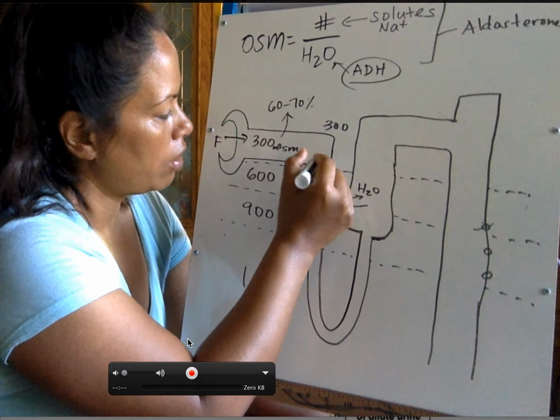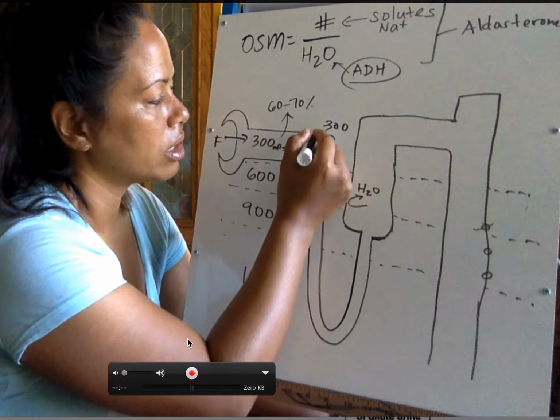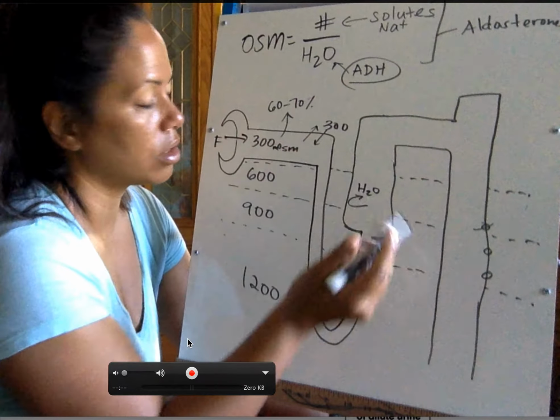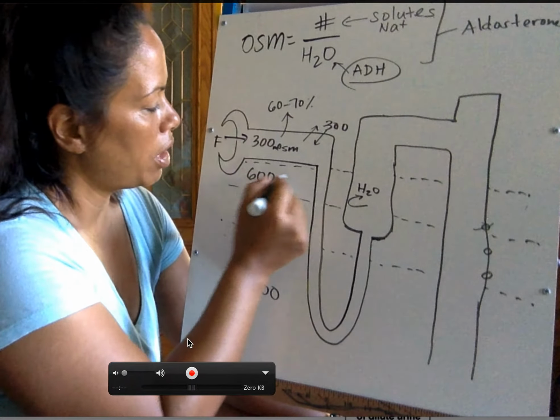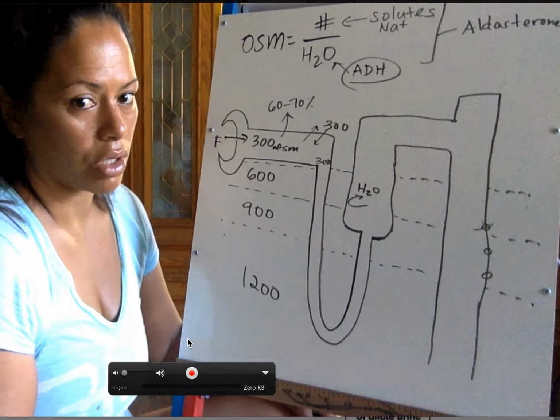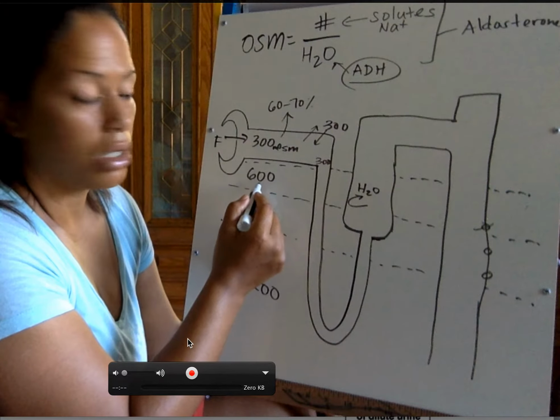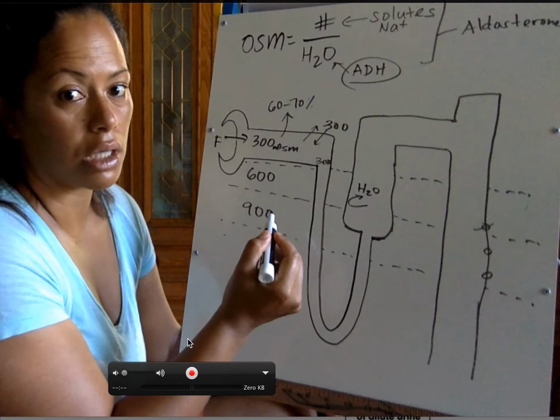If I have something that's 300 and 300, is there any movement of water? No, it's the same. It's going to be back and forth. So there's no change in concentration. What about if I have something that starts off at 300 versus 600? What's the difference? Which one is greater? So which one is concentrated? So the 600 is more concentrated than the 300.